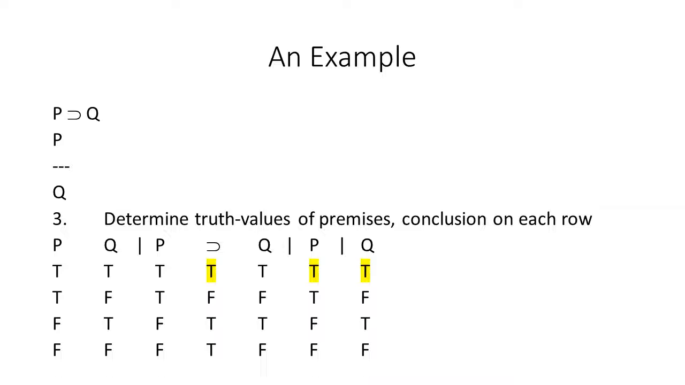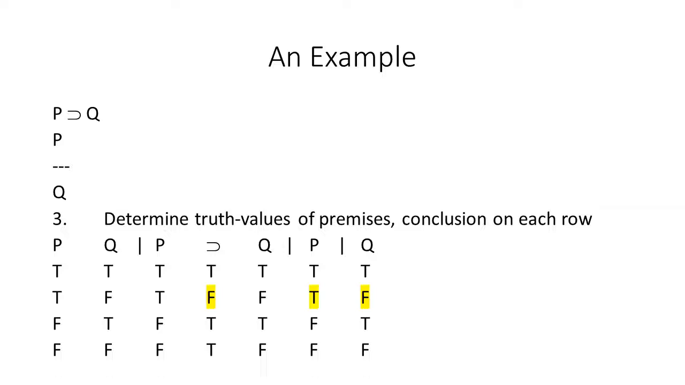So let's look at the rest of the rows. Here we have our first premise false, our second premise true, and our conclusion false. Okay, so is this a row where the premises are true and the conclusion is false? No. Our first premise, if P then Q, is false. So it's not a row where all the premises are true and the conclusion's false at the same time. Okay, so does this show that the argument's valid or invalid?